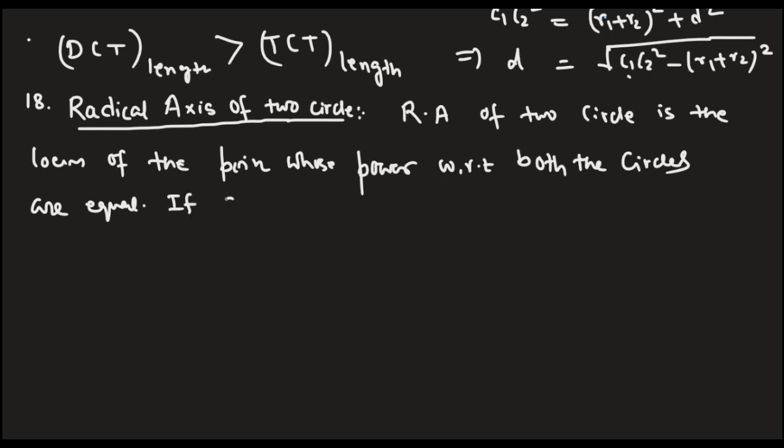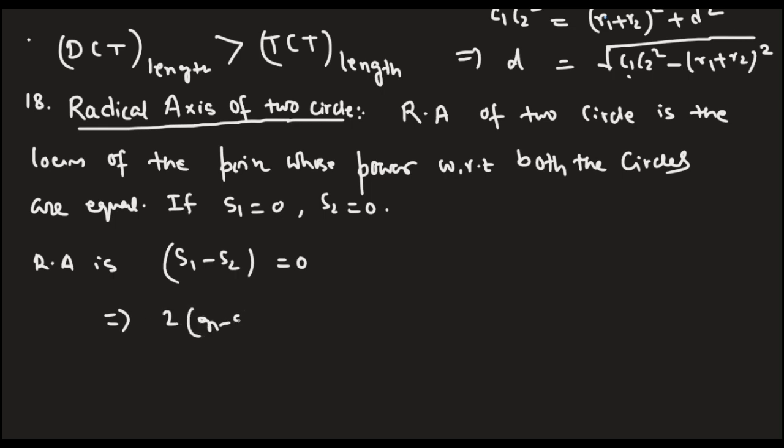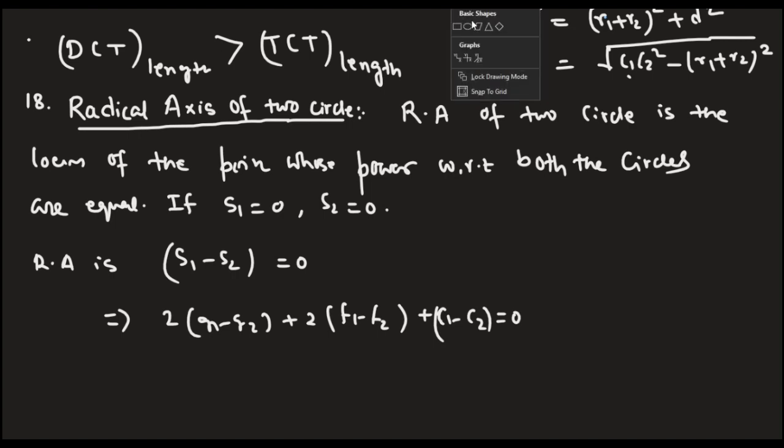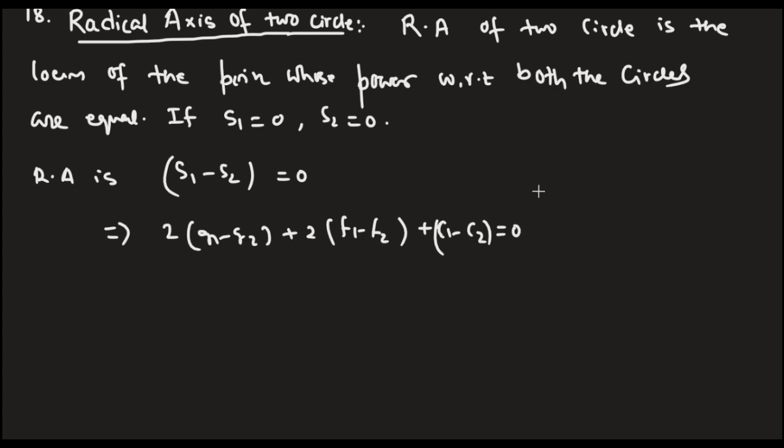If S1 equal to 0 and S2 equal to 0 are the equations of the circles, then the equation of the radical axis is S1 minus S2 equal to 0. If you consider the standard equation, you get 2(g1 minus g2) plus 2(f1 minus f2) plus (c1 minus c2) equal to 0. This will be the equation. You should write the standard form and then subtract it. In the figure, try to understand what the radical axis is.